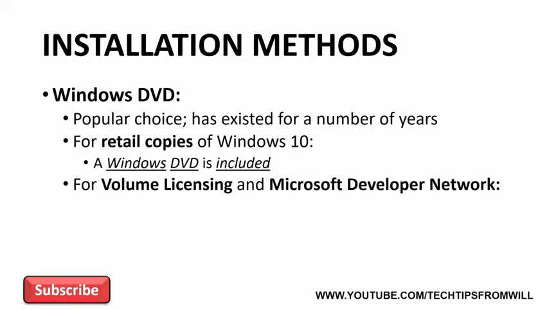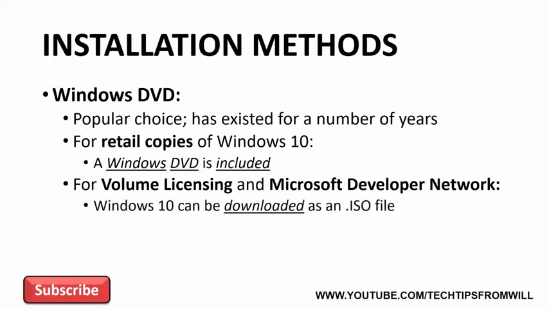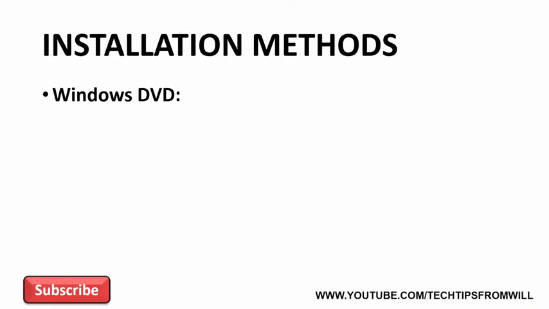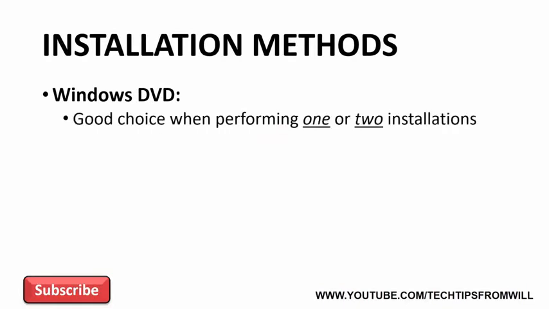If you're a customer of Microsoft's volume licensing scheme, or if you are subscribed to the Microsoft Developer Network, you're able to download Windows 10 as an ISO file. This ISO file can be burnt to a DVD, which can then be used to install Windows 10. Regardless of whether you purchase the Windows DVD or create your own DVD, using a DVD to install Windows 10 is a good choice if you have just one or two devices.